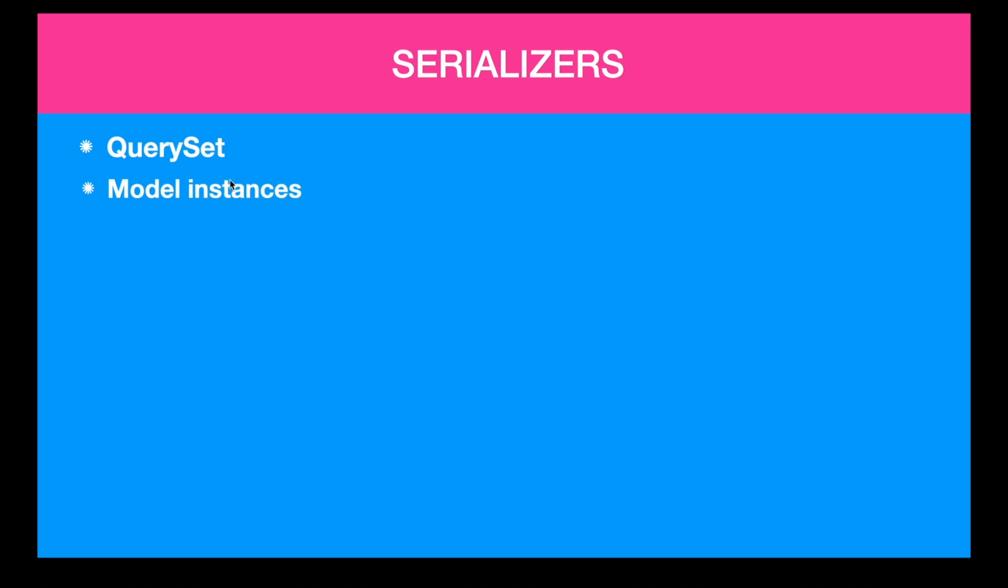Now we know what they are. So with the help of the serializer, we convert these complex data types into the native Python data type. This process of converting complex data types to native Python data types is called serializing. And we have another term for this, which is deserializing, which means we convert the native Python data types back to a complex data type like a query set or model instance.